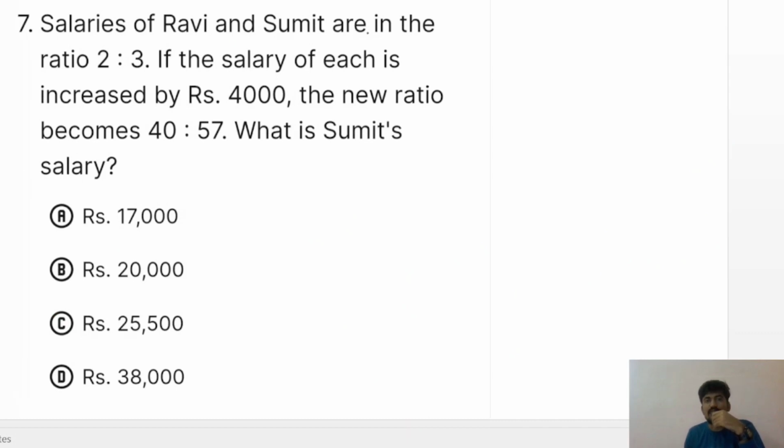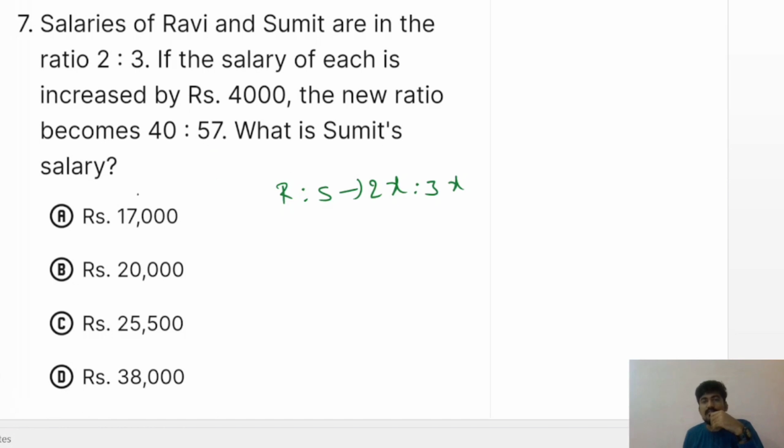Salaries of Ravi and Sumit are in the ratio 2:3. Here Ravi and Sumit's salaries are in the 2:3 ratio. That means 2x and 3x. If the salary of each is increased by 4,000, the ratio becomes 40:57. After increasing 4,000 for each one, the ratio will be 40:57.